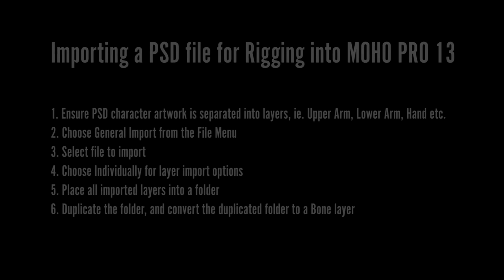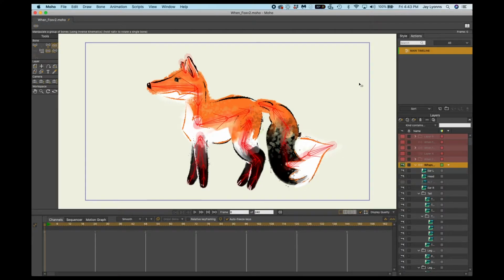Let's learn how to bring a PSD file into MOHO Pro 13. The original PSD file I've created is separated into layers. A layer for the head, the body, the legs, and the tail. When we bring this file into MOHO, we'll be able to add bones on a separate layer, then attach the bones to the individual pieces of artwork that exist in the layers that we've created.